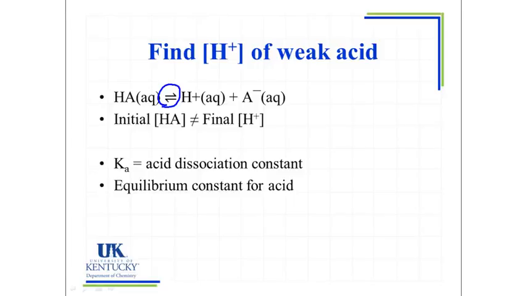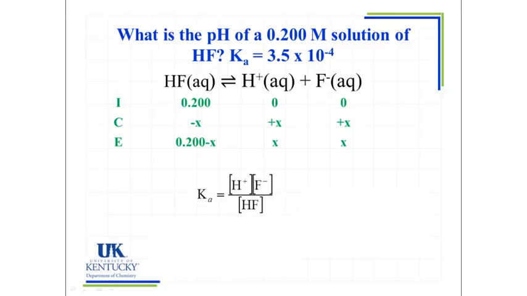Let's look at an example. What is the pH of a 0.200 molar solution of HF? And we're given that the Ka value is equal to 3.5 times 10 to the minus 4. Here we have HF, aqueous phase, going to H+ plus F-.